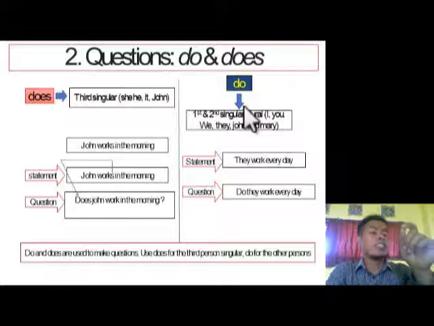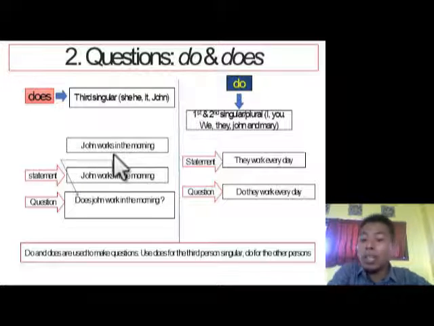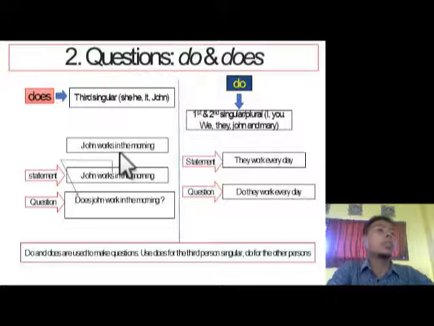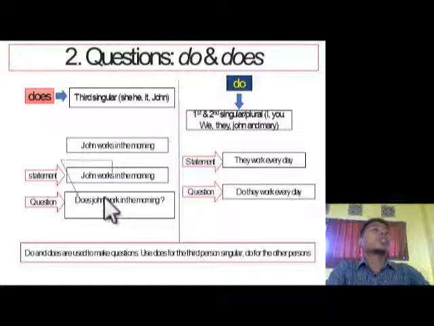we can use does. Okay, for example, from the statement, John works in the morning. John works in the morning. So we can ask, does John work in the morning? Yeah, does John work in the morning? Do not use works or double S. Misalnya, does John works in the morning? That is incorrect.